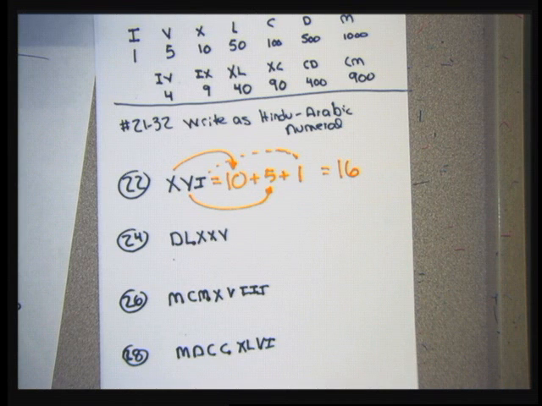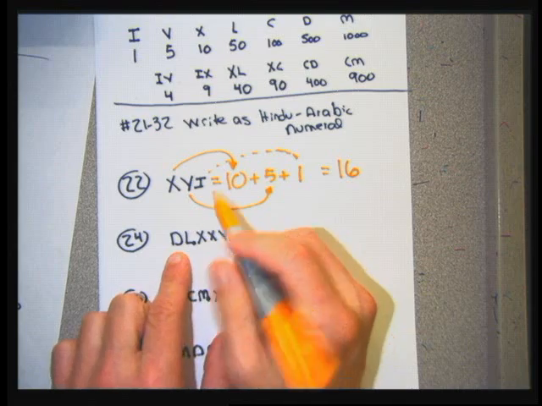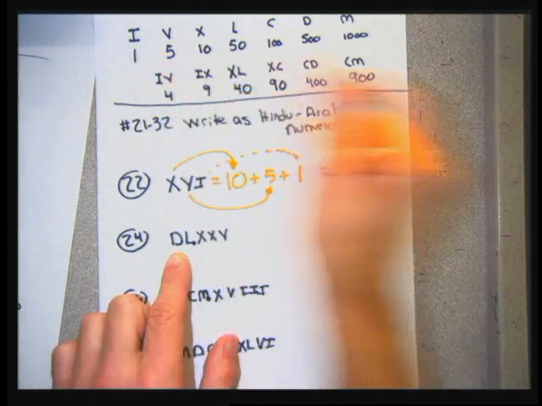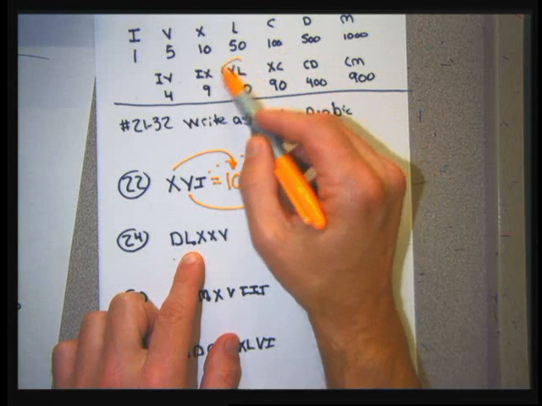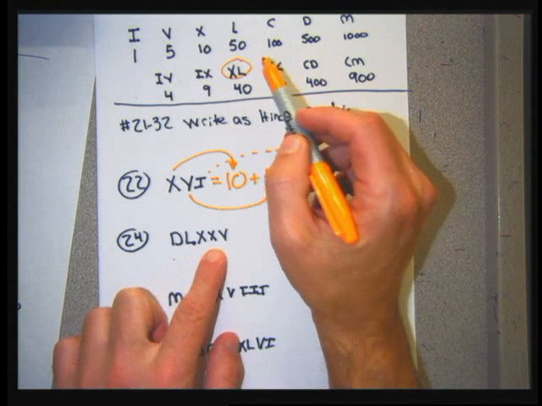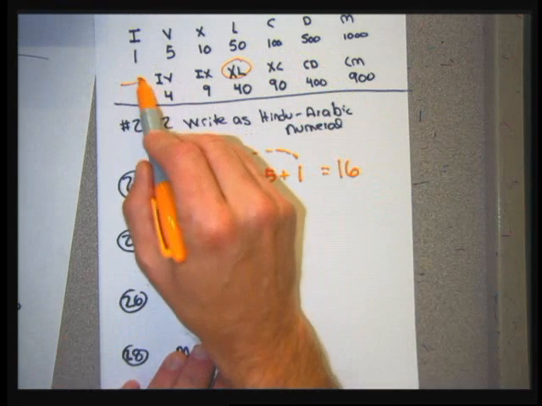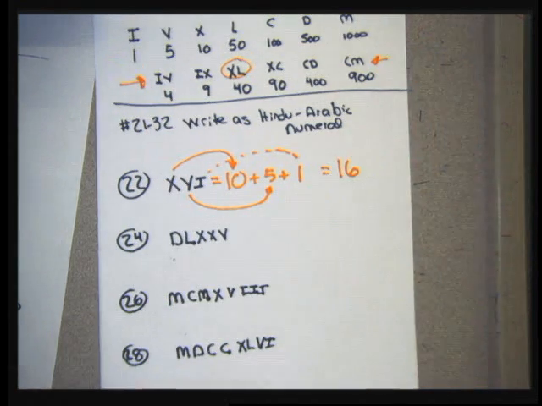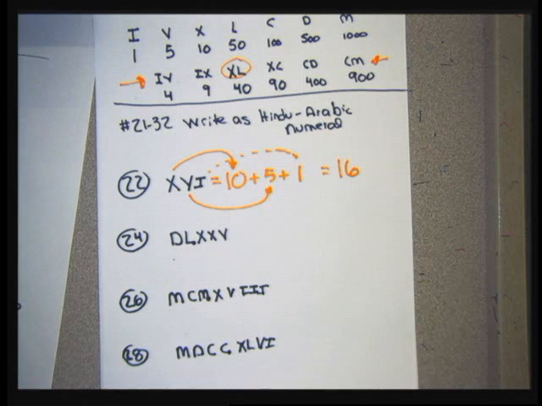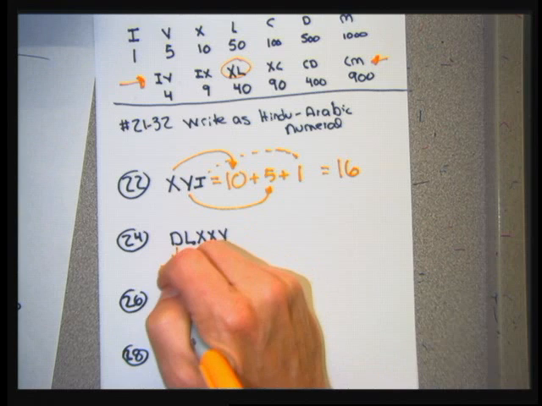If I go to 24, the first thing I do when I look at 24 is I look for any of the backwards. So a DL is not a backwards, or smaller written to the left of a bigger. LX is not the same as XL. That's not bad. XV isn't a bad thing either. There aren't any of these situations. The fact that there's not one of these situations allows me to just take each number and write down what it represents. So D represents 500.